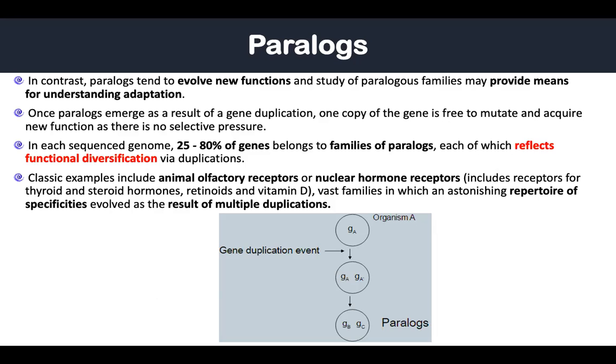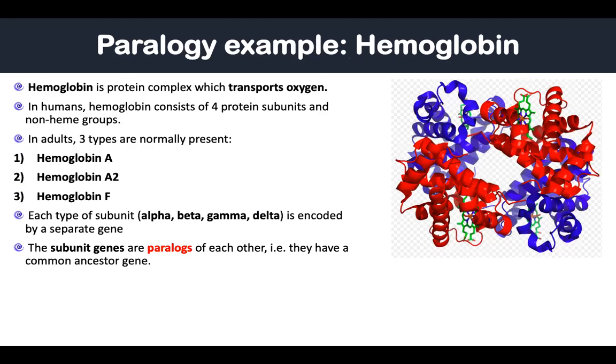If that happens, these genes are known as paralogs, right? An example of a paralog is hemoglobin. You all know that hemoglobin is a protein complex which helps with transport of oxygen in the human body. It's actually made of 4 protein subunits, which are alpha, beta, gamma, and delta, and these subunits are actually paralogs of each other. They have a common ancestor gene.